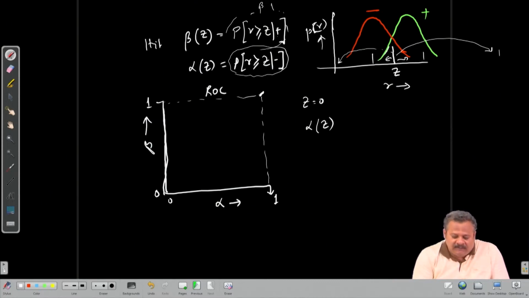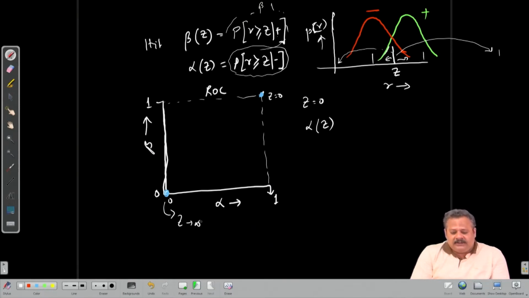So, what we have is our alpha and beta are going to be at these 2 points. Let us use a different color. This is z equals 0 and here z is infinity.